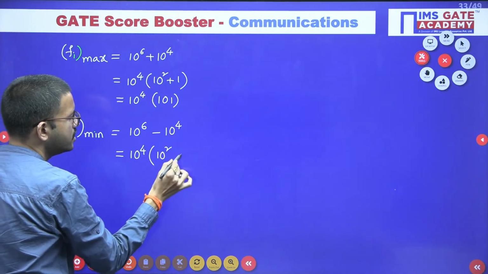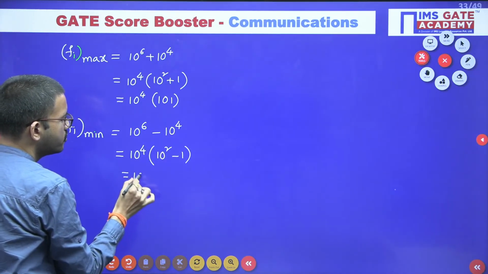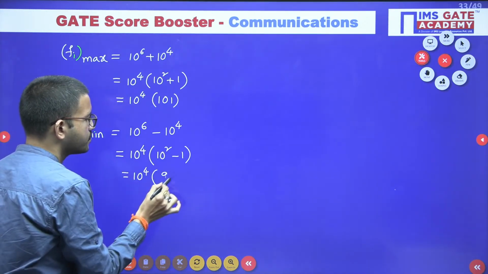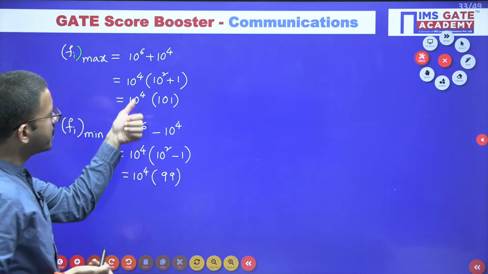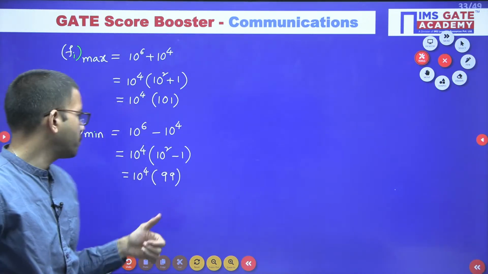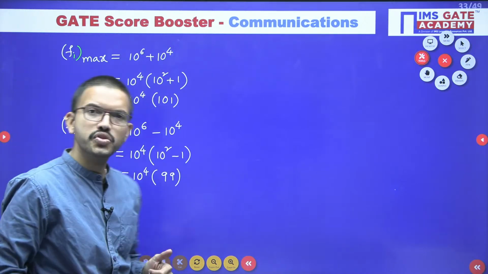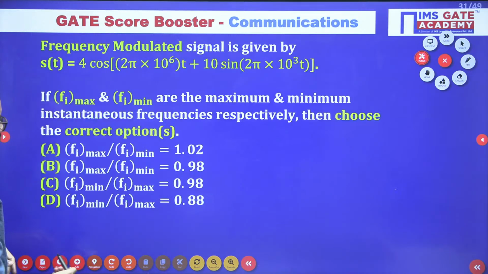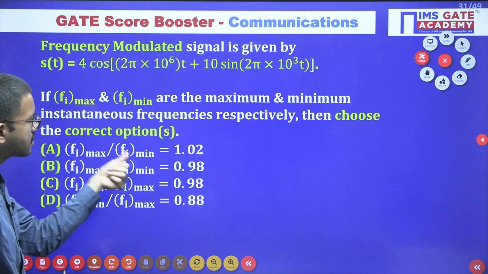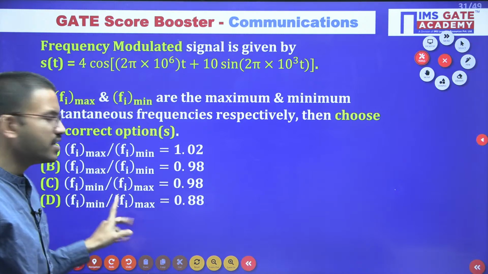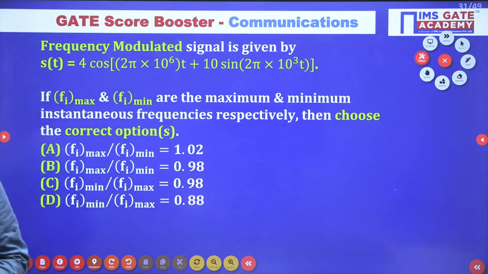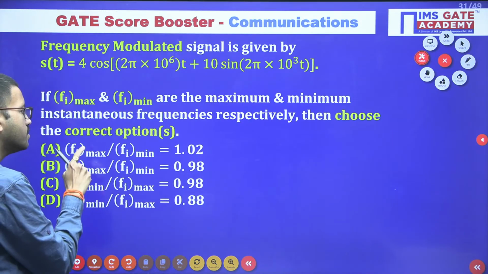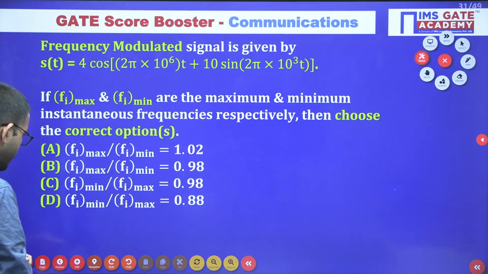Just like before, you can take 10 power 4 as common. Then 10 square minus 1. So 10 square is 100, 100 minus 1 is 99. So in this case, you are getting 10 power 4 into 101 for the maximum, and 10 power 4 into 99 for the minimum. Now let us calculate according to the given options. In two choices, you are having the ratio of max and min, and in the other two choices, you are having min and max. So for the time being, since options A and B have max and min first, let us calculate accordingly.